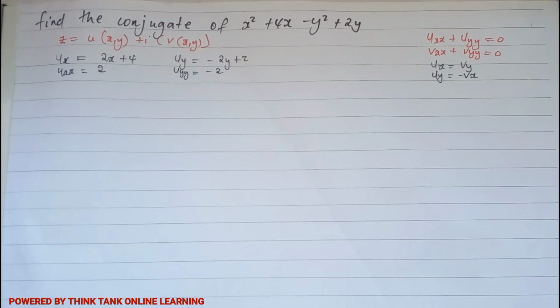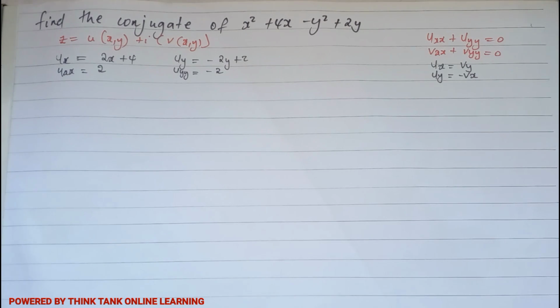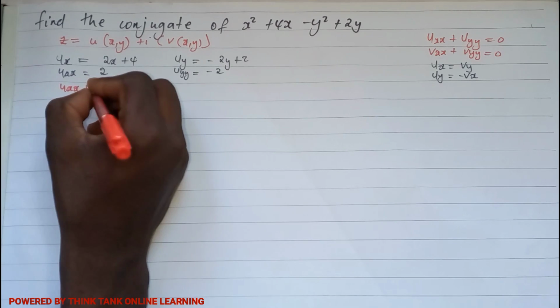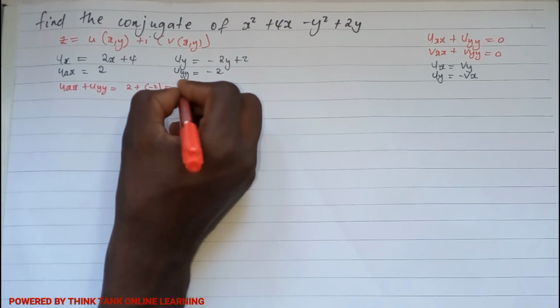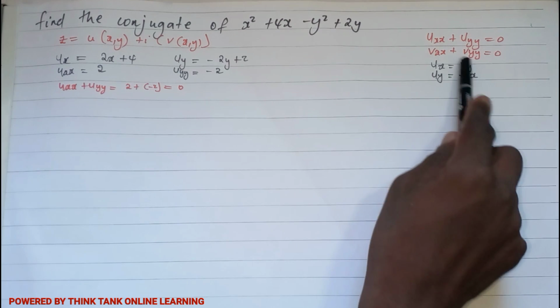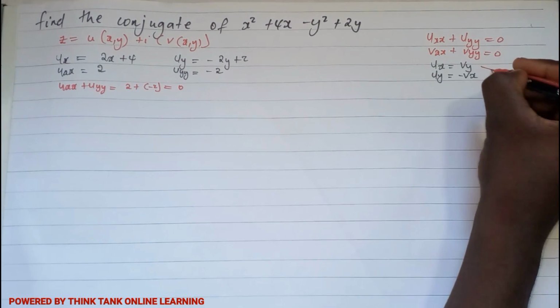Let's see if our equation is satisfied. We said uxx plus uyy is equal to 0. Here uxx plus uyy is equal to 2 plus negative 2, and we get 0. So we know that this complex variable is analytic. Now what we're going to find is the conjugate. We're going to use these equations to find the conjugate.